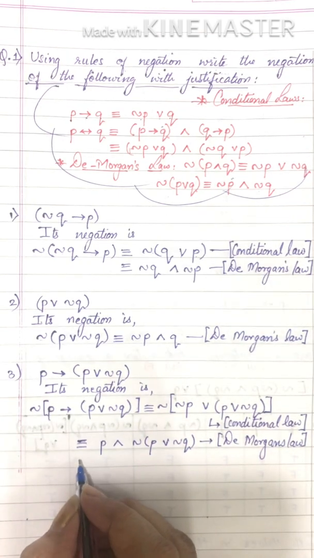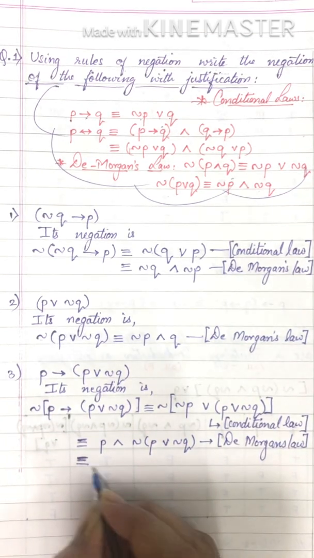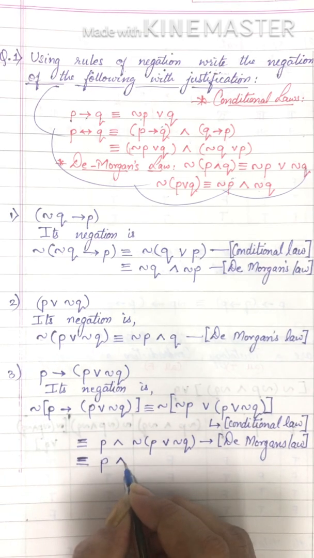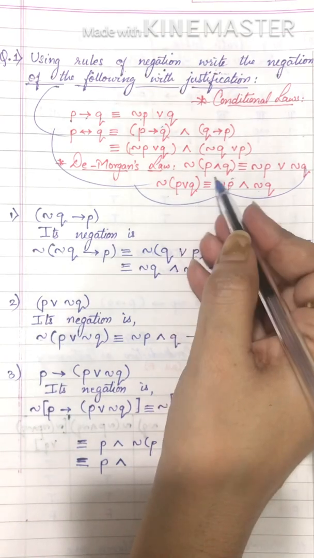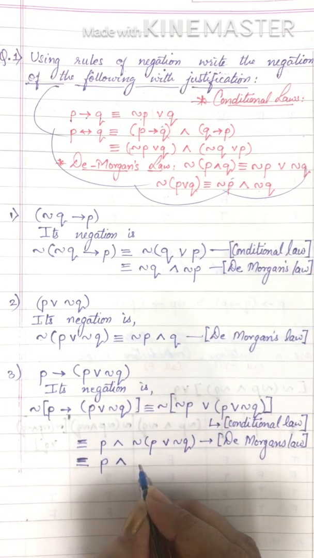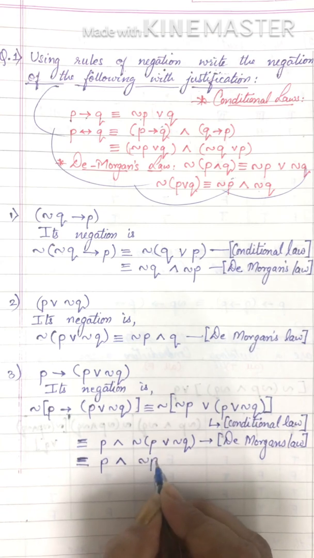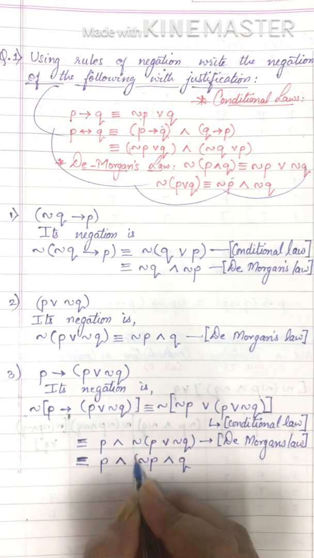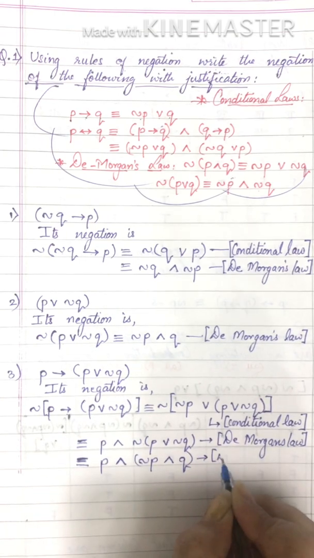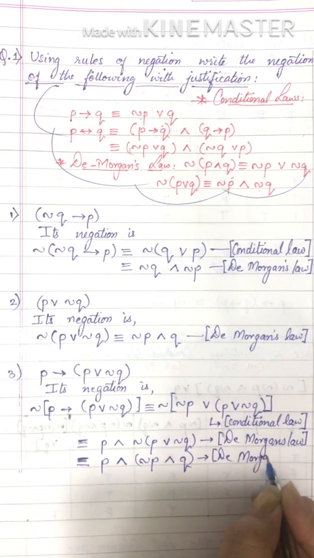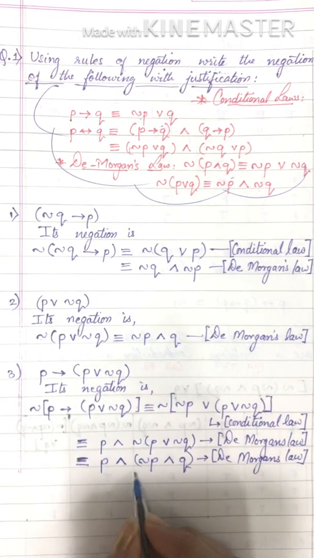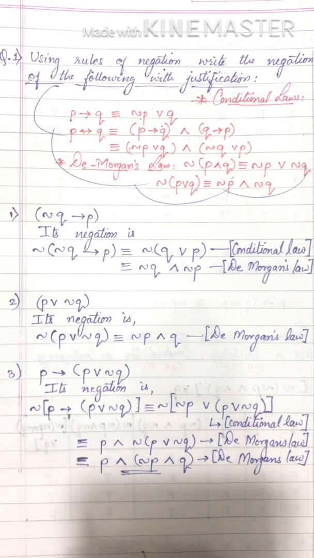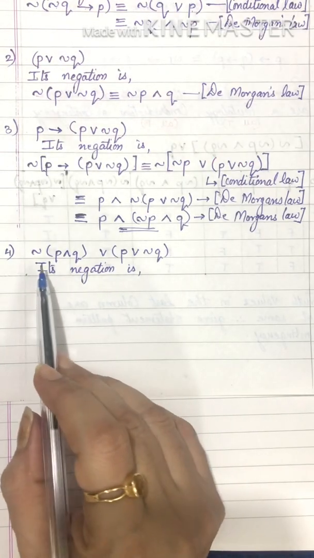Fine, and then we'll solve this further. P and, now again take this negation inside. This is again a De Morgan law. So we will get negation P and negation of negation Q, that gives us Q. Reason, De Morgan's law. Okay, this is simplified. Now this is the final answer for the question. Okay, now check the next question.